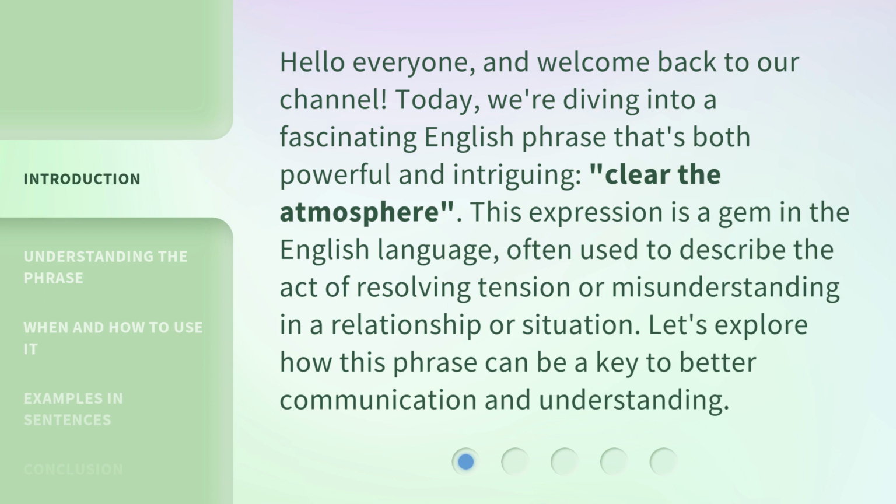Today, we're diving into a fascinating English phrase that's both powerful and intriguing. Clear the atmosphere. This expression is a gem in the English language, often used to describe the act of resolving tension or misunderstanding in a relationship or situation. Let's explore how this phrase can be a key to better communication and understanding.